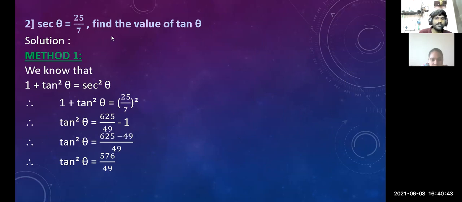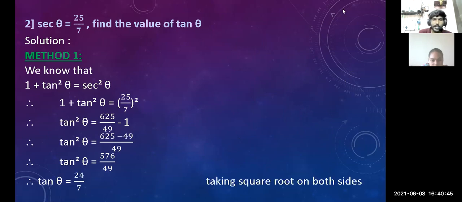So square root of 576 is 24 and square root of 49 is 7. So tan of theta is 24 upon 7. Is the sum clear? Go through the sum and write it down. Also write down the calculation for finding square root of 576 in the rough column beside it.